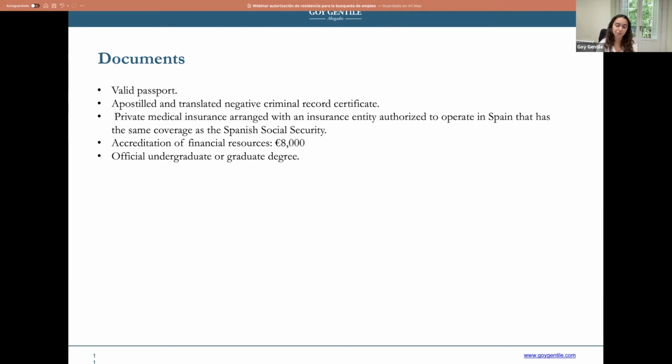So if they are issued in any other foreign language, they have to be translated by an authorized and sworn translator. And also for those documents that are issued by any public authority abroad, these documents shall also be apostilled or legalized, depending on the country that issues this.